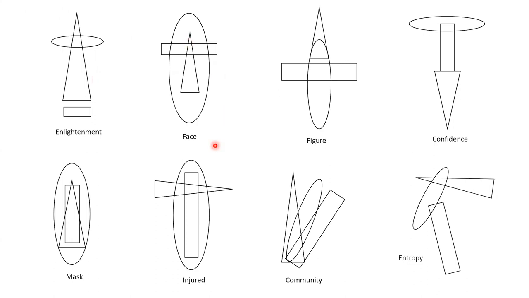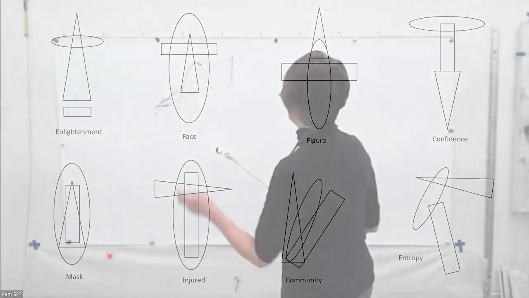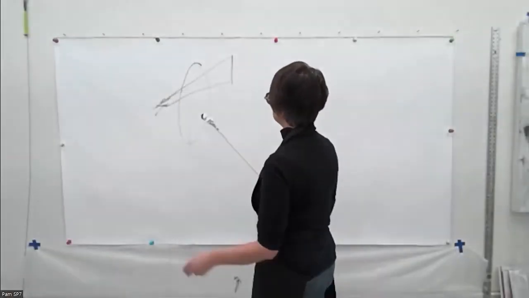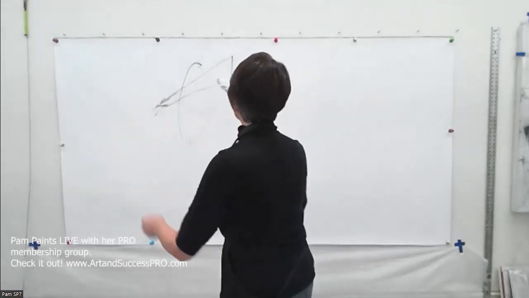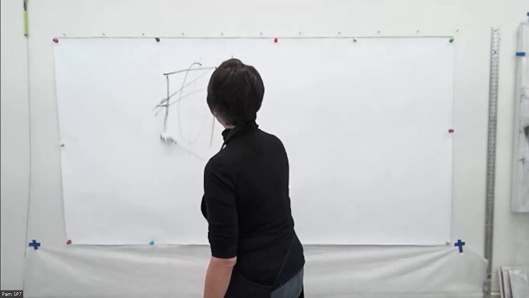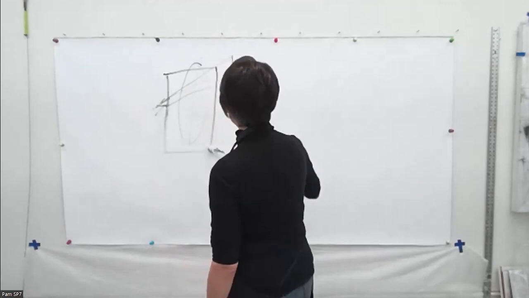This one felt like a face to me. Perhaps you're doing a figure. This felt like confidence. This one felt like a mask, like an African mask. So circle, triangle, square. How do I want to treat my square, which now becomes a rectangle? Well, maybe I want to be all inclusive like this, right? So this is what we're doing today.